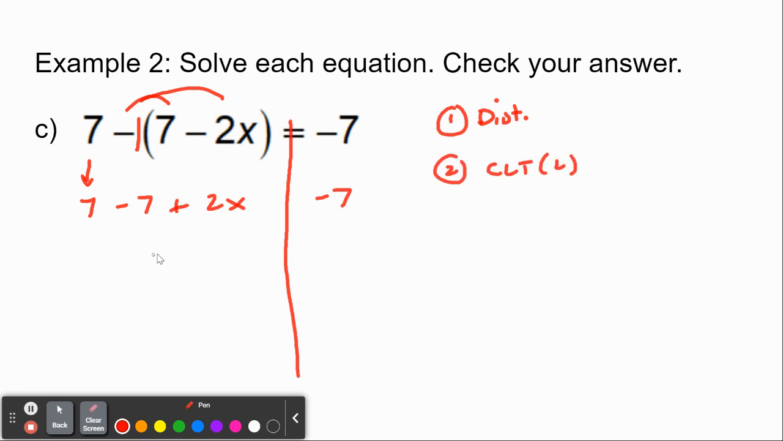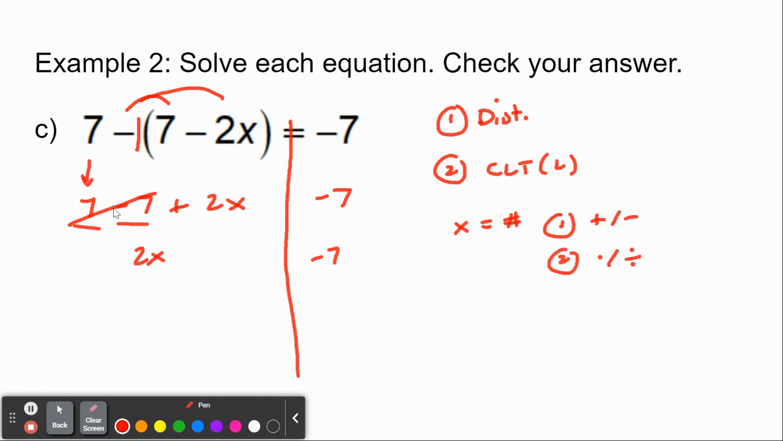There's only one x term, so bring down your 2x. But then there is this 7 here and this minus 7 here. Well, they actually cancel. It becomes 0, and you don't need to put 0. So this left side is just a 2x. This right side remains negative 7. So now x is on the left, so my final answer is going to say x equals some number. So I need to do an addition or a subtraction first, and then a multiplication or division.